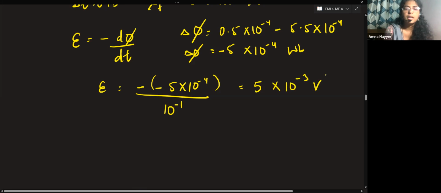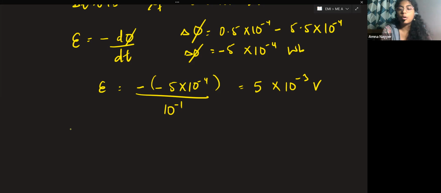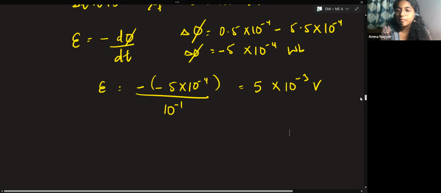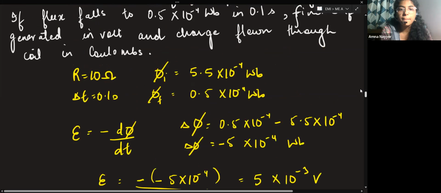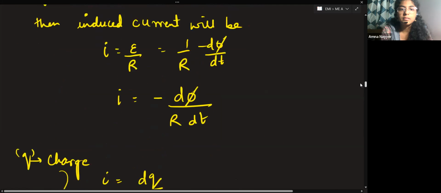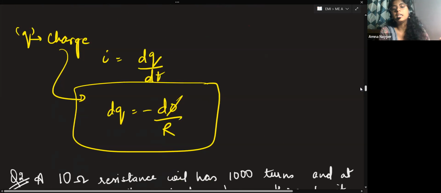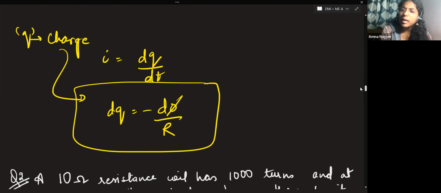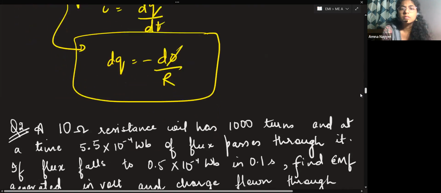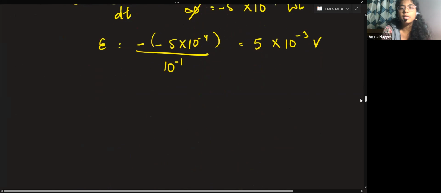Clear? Regarding the second part, one more thing is asked in the question, to calculate the charge. So the charge formula, we had done it separately. This formula: dq is equal to minus d phi over R. So minus d phi you already know. Resistance, you just have to divide it by 10. So delta phi was what? dq will be delta phi.